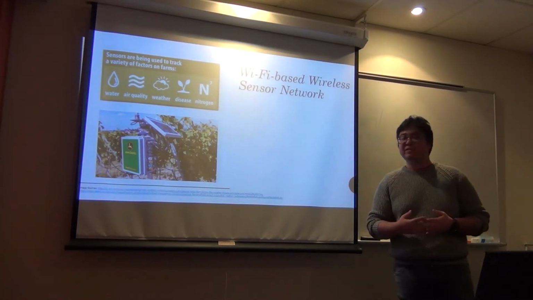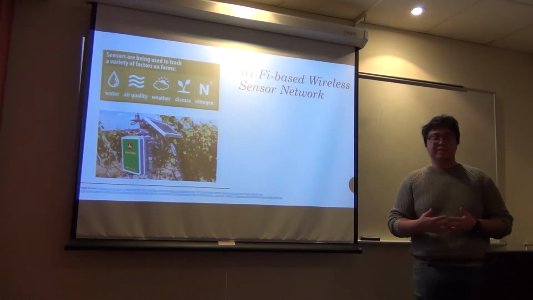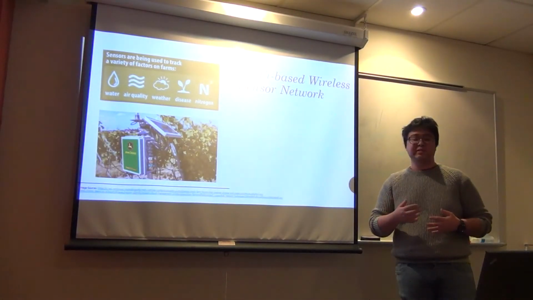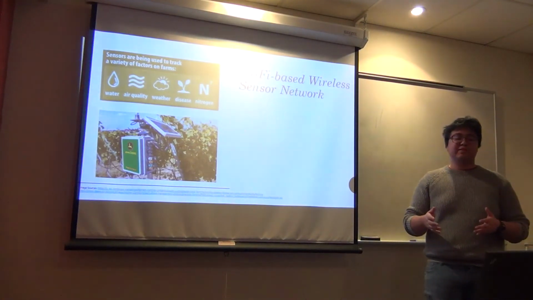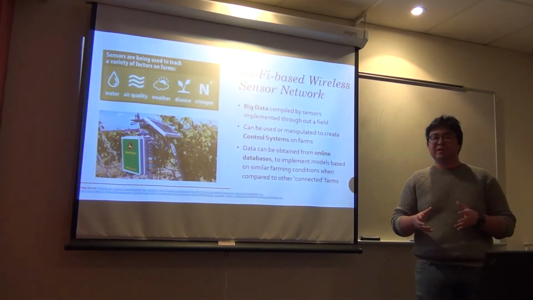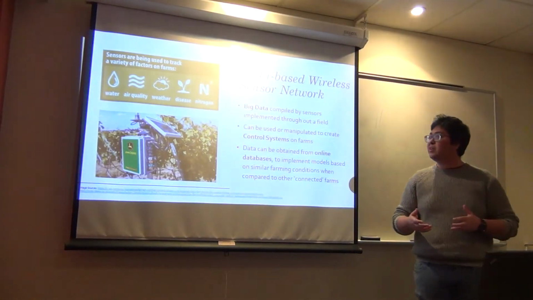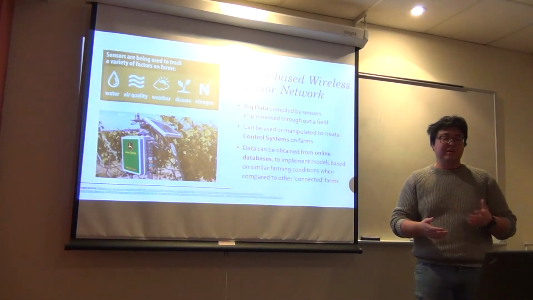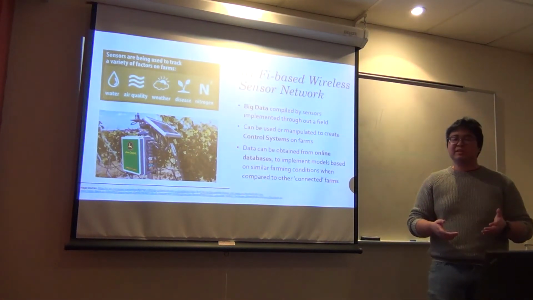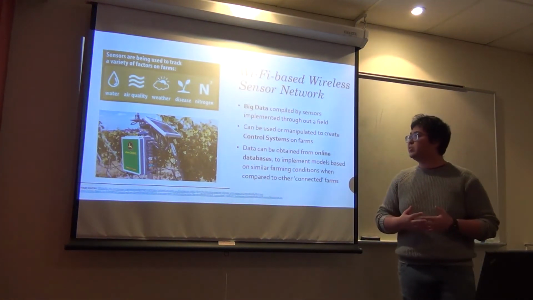The way that IoT is implemented on farms now is through a Wi-Fi based wireless sensor network. The way this works is a bunch of sensors are implemented throughout a field and measure many things such as water, air quality, weather, disease, and also nitrogen concentrations.